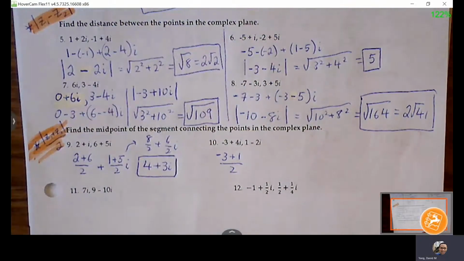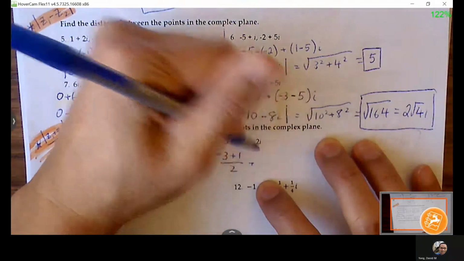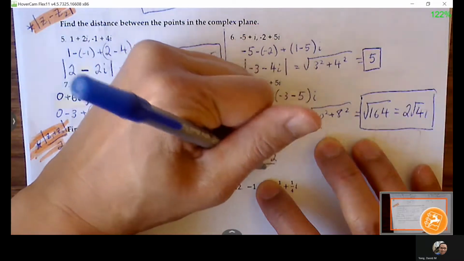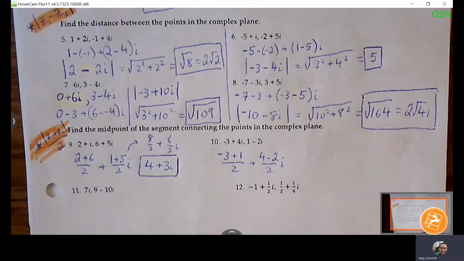Remember, with distance, you're subtracting, okay? But midpoint, you're adding. Or in other words, in distance, you're introducing another negative into the operation. Midpoint, you're just taking whatever the operation they have and merging them.